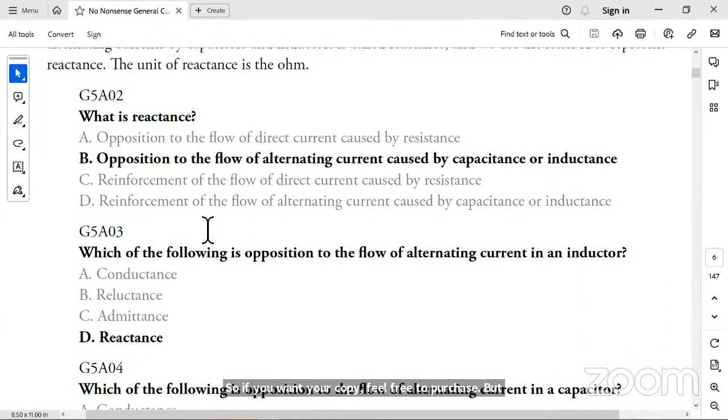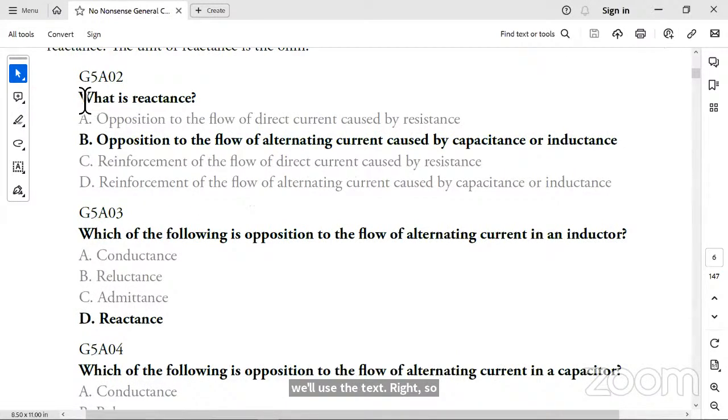Right. So let's go straight to the question pool. We did all of these just now. So let's go quickly. First question. What is reactance?